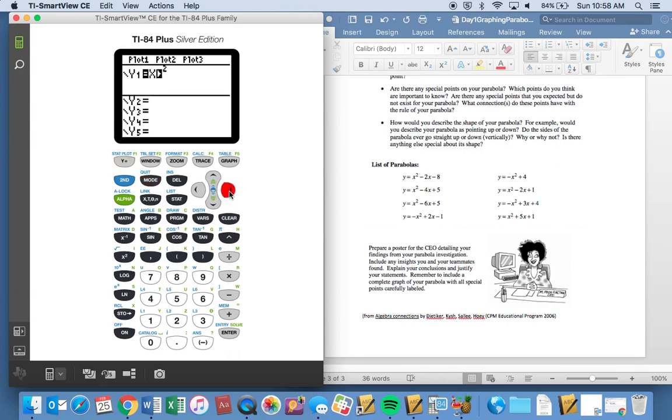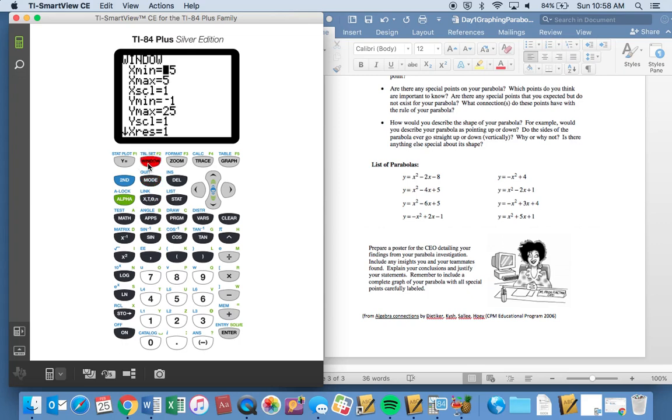I already have the x squared from before, so I'm just going to use my right-hand arrow and leave that. But then I need minus 2x minus 8. And when I'm done with that, I'll just do second quit to get out of that.